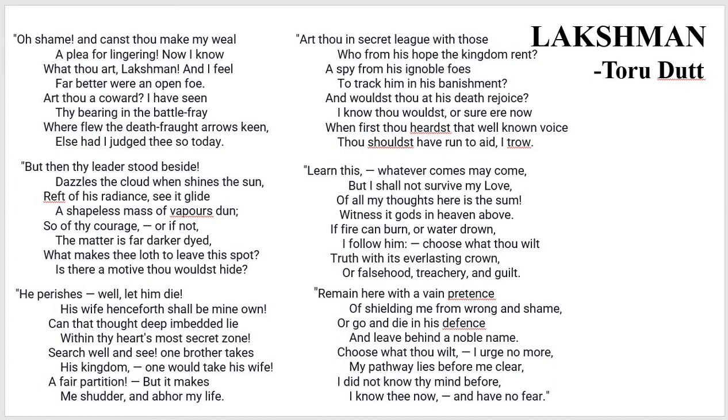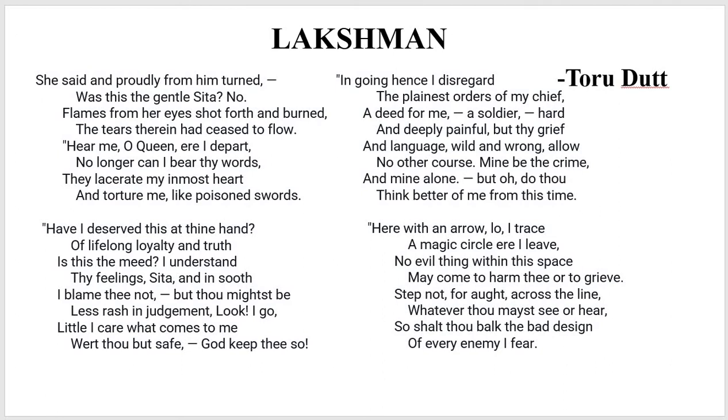Thereupon she asks Lakshman to choose the way either of truth with its everlasting crown or falsehood, treachery, and guilt. By offering such a choice, she further says that she will not urge him any more, as her path is clear and she is without fear. In the last 8 stanzas of the poem, that is 15th, 16th, 17th, 18th, 19th, 20th, 21st, and 22nd stanzas, Lakshman finally decides to leave Sita all alone in the forest and goes to rescue Rama.